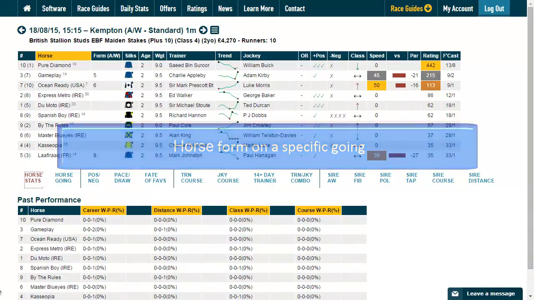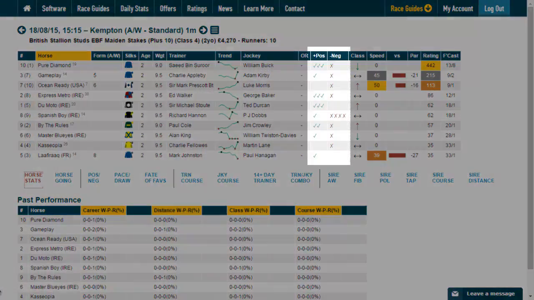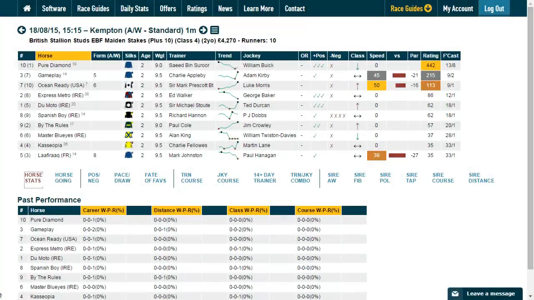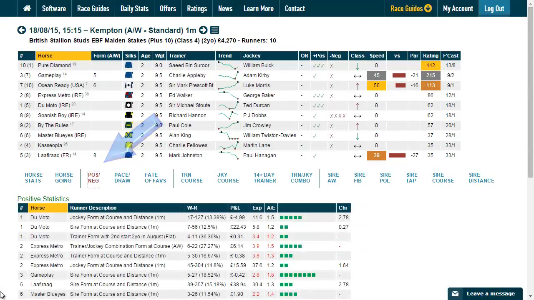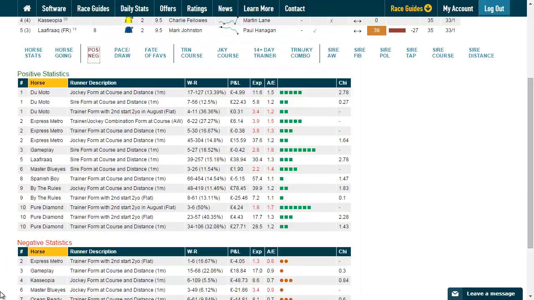To leverage this power, we have included in our race guides related statistics derived from the Proform database, which are our positive and negative indicators that can be found here. This column indicates how many positive and negative statistical factors there are for each horse. A detailed description of each factor is listed in this table here. Using our positive and negative indicators, you can factor this information into your decision-making process. Let's take a closer look.